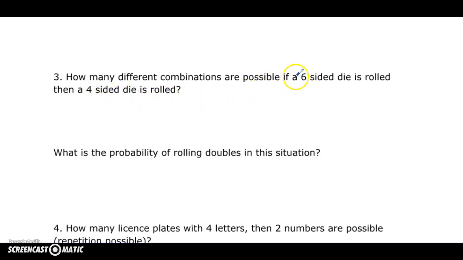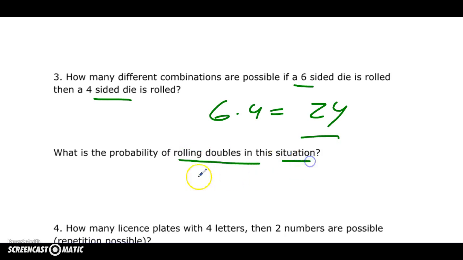How many different combinations are possible if a 6-sided die, so you get a normal die, is rolled with a 4-sided die? So simply you just multiply the 2 of them, 6 times that, and then what's the probability of rolling doubles in this situation? Just go through it. Make sure you don't say, well, there's 6 double sets here, because if you have a 4-sided die, which we looked at, I think we may have looked at it.